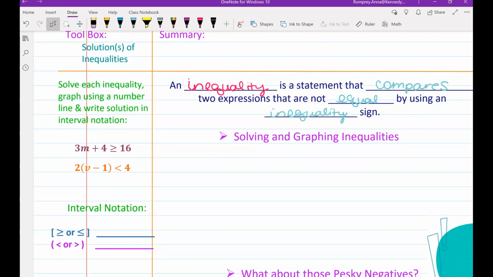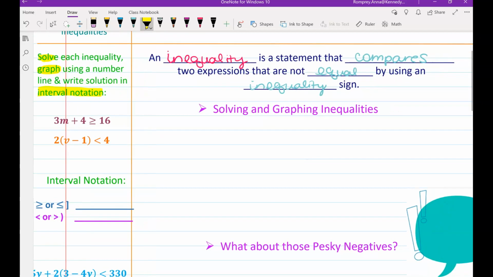So let's look at our directions. It says solve each inequality. So we're going to solve. Graph using a number line. We're going to graph, and then we're going to write the solution in interval notation. Now, up until this point, you have probably solved some simple inequalities. You have probably even graphed using a number line. Interval notation is going to look a little bit new. So let's look at our first example.